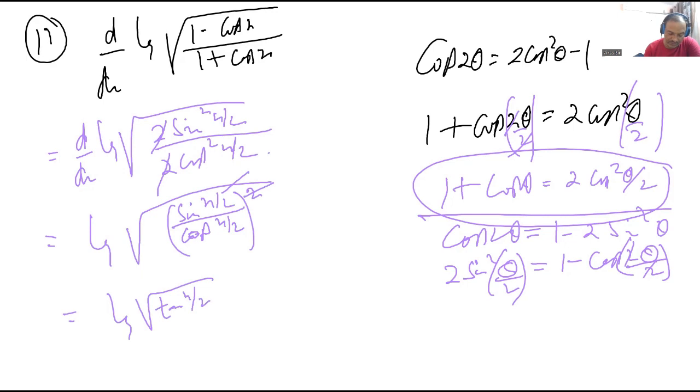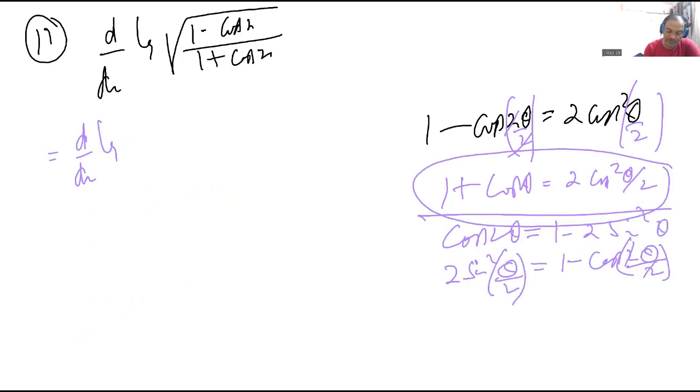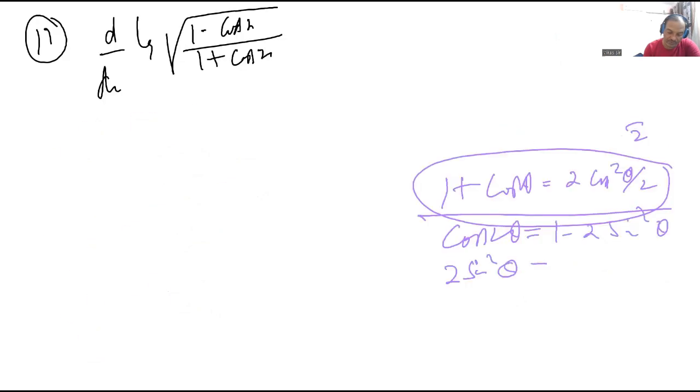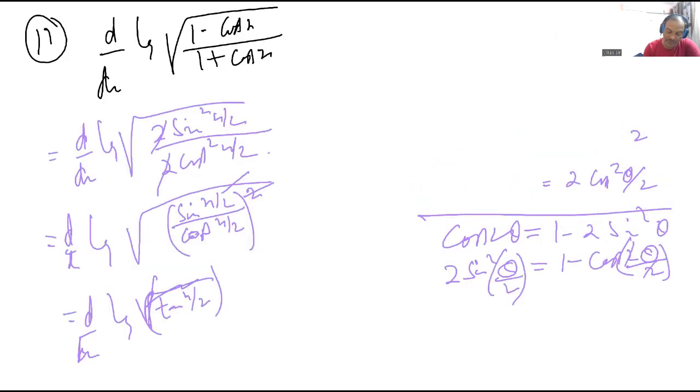This is cancelled out. This is log tan x by 2. I have to differentiate d by dx of log tan x by 2. And what do I have to do here? I have to simply put some chain rule here. Okay, this is log.